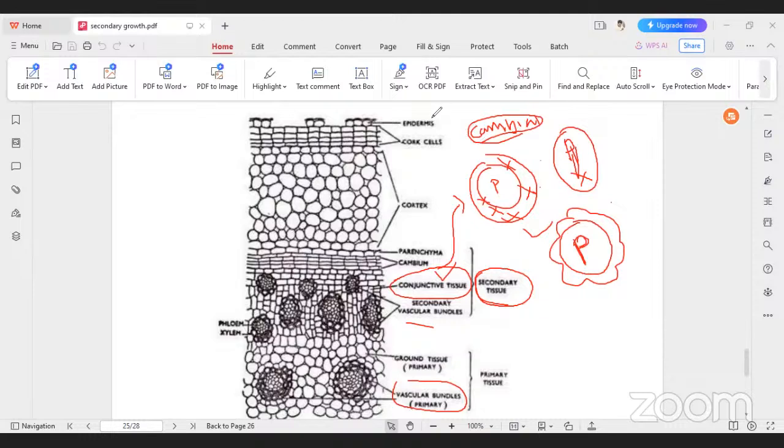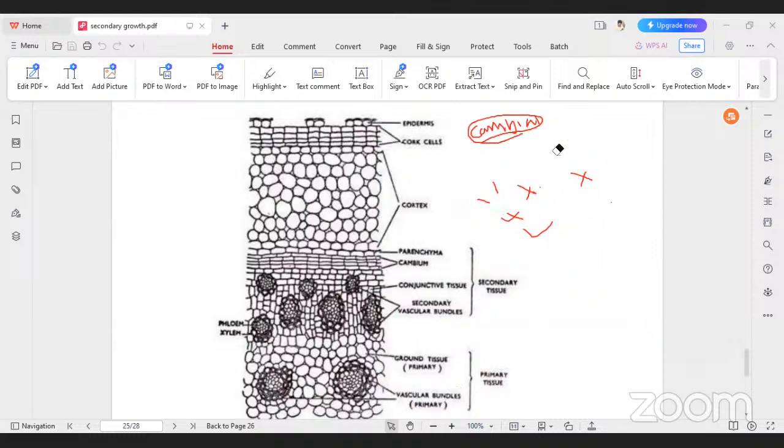And the rest of the secondary growth we will complete next class. Is it clear? Yes, sir. Right. Any doubt in secondary growth or abnormal secondary growth?